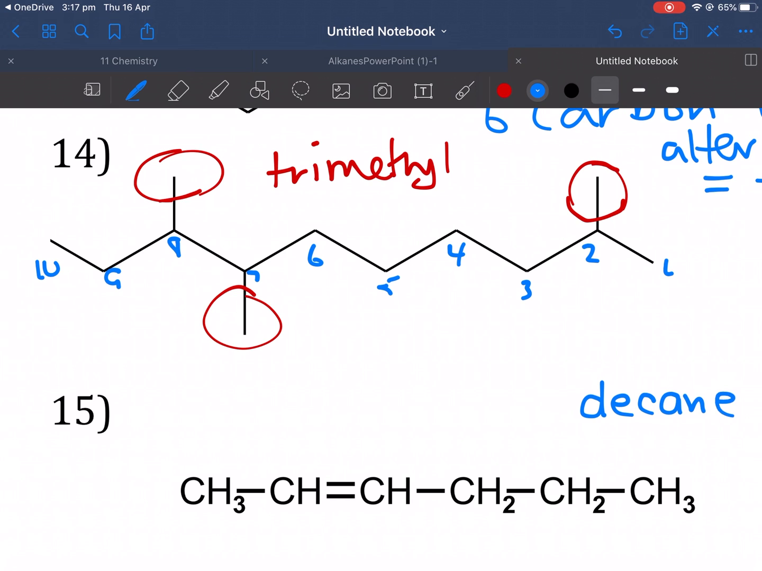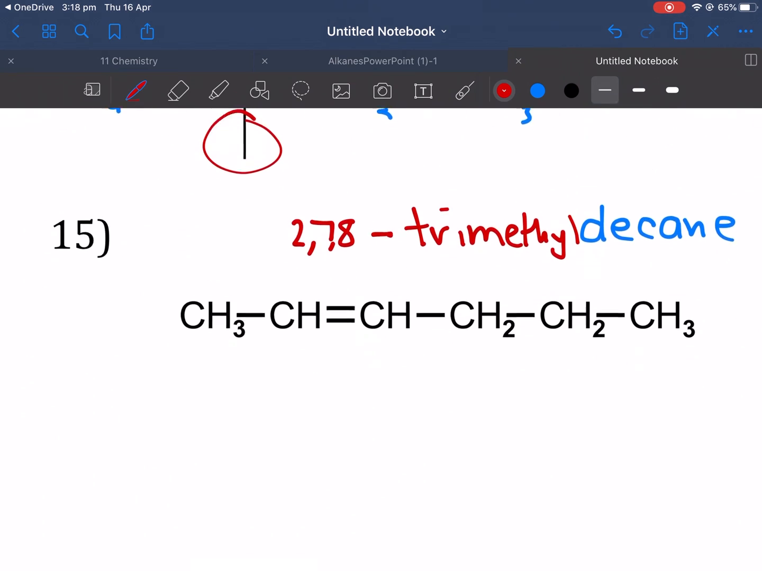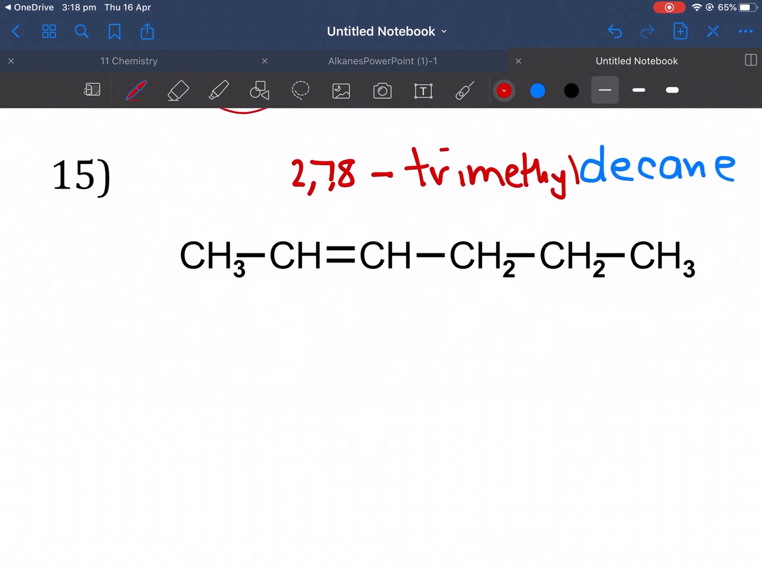And then we have our trimethyl group there, so we'll write that at the front. Trimethyl. And then our numbering is 2, 7, 8. 2, 7, 8. And that's the dash. So it's 2,7,8-trimethyldecane. Pretty good. Lucky last. This one looks like a really easy one too.